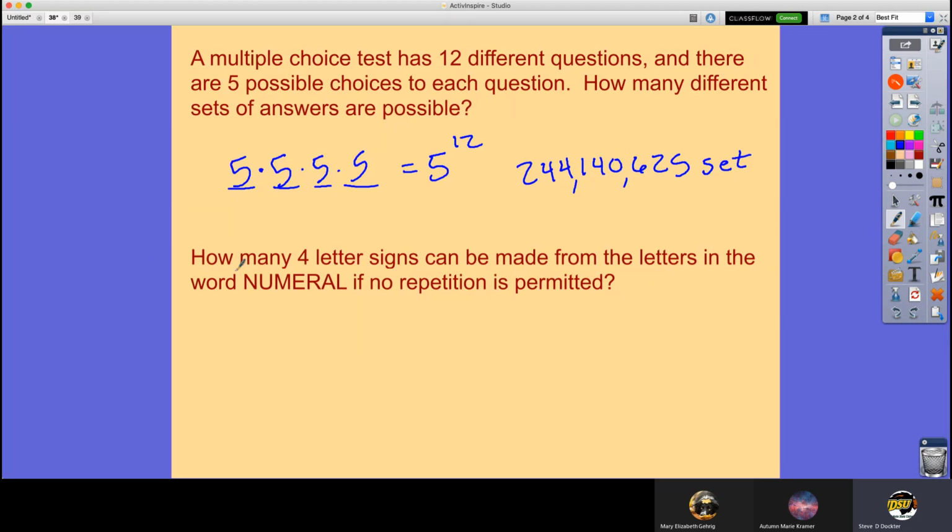All right, bottom question down there. All right, go ahead and do it. How many 4-letter signs can be made from the letters in the word numeral if no repetition is permitted? Jacob's got it down on his paper already, I assume, don't you? You should probably get that done.